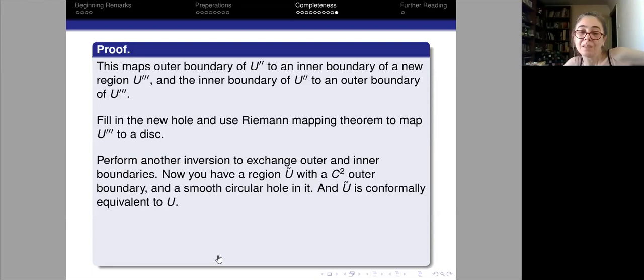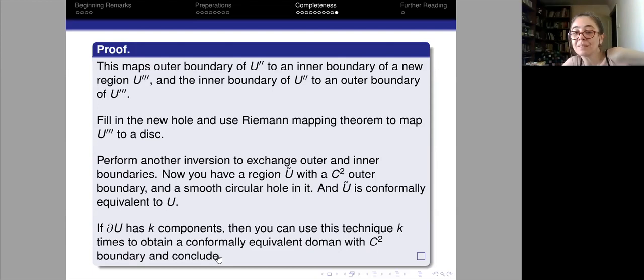So this says that your domain is complete with respect to the Kobayashi metric if you have a single hole. If the boundary of U has k components, k is finite, we took k finite, so you can use this technique k times to obtain a conformally equivalent domain with C2 boundary and conclude that this is true for such domains. And with this, we close this mini series.